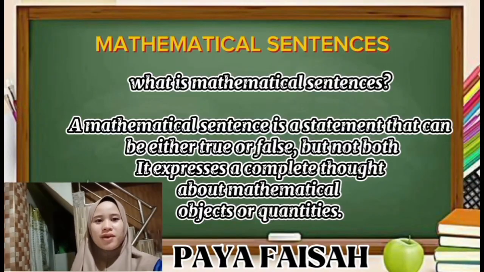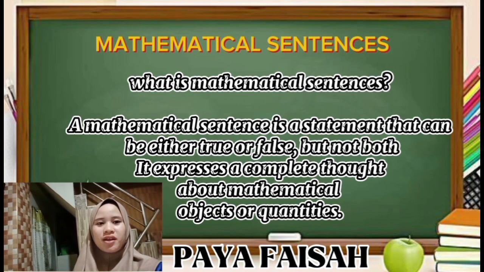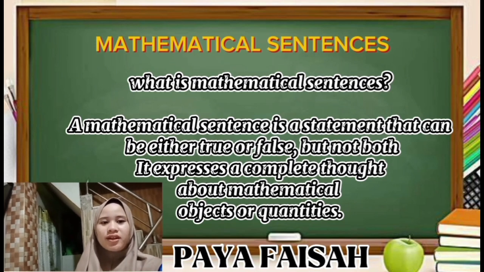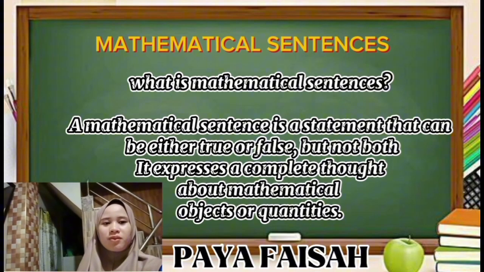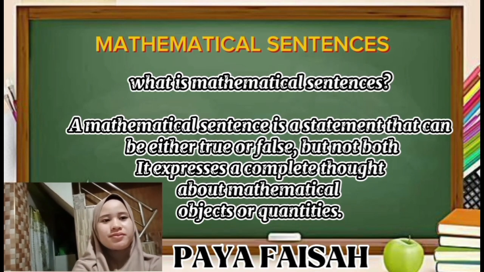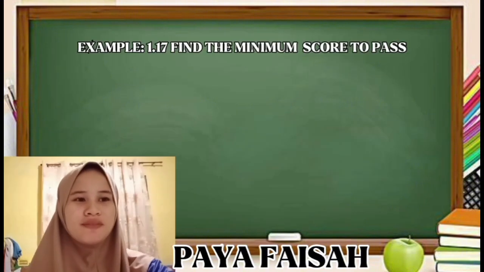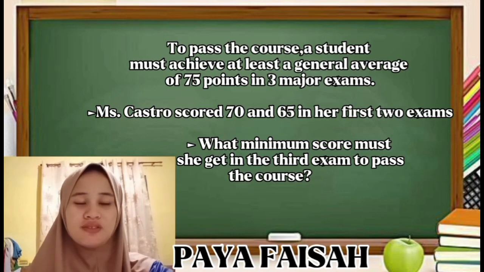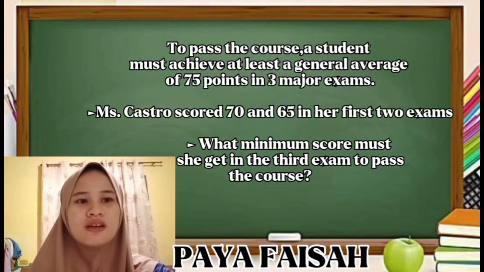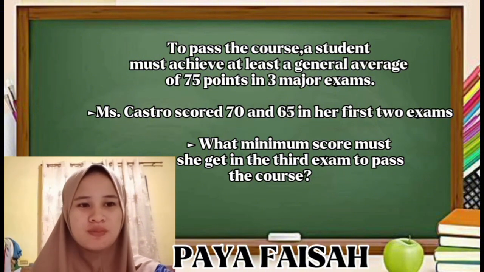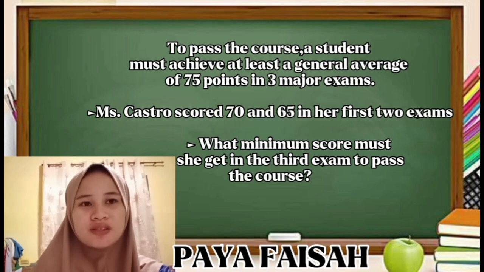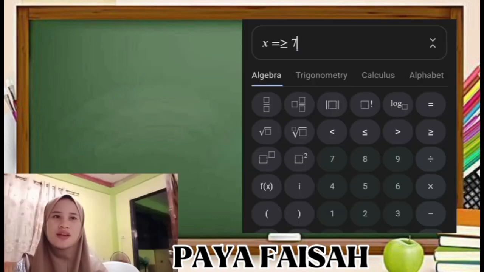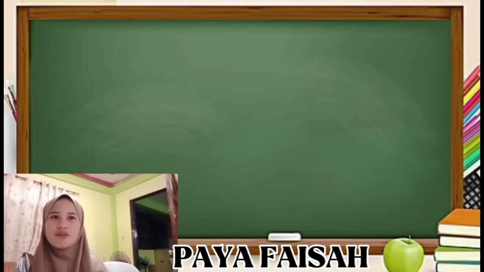Mathematical sentences. A mathematical sentence is a statement that can be either true or false but not both. It expresses a complete thought about mathematical objects or quantities. Example 1.17: find the minimum score to pass. To pass the course, a student must achieve at least a general average of 75 points in 3 major exams. Miss Castro scored 70 and 65 in her first 2 exams. What minimum score must she get in the 3rd exam to pass the course? The average must be at least 75. That is how you write it.